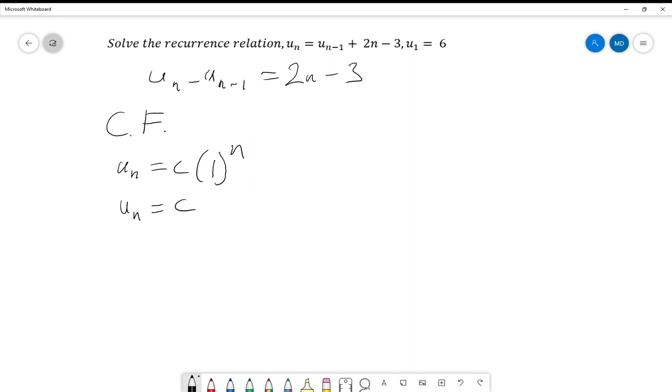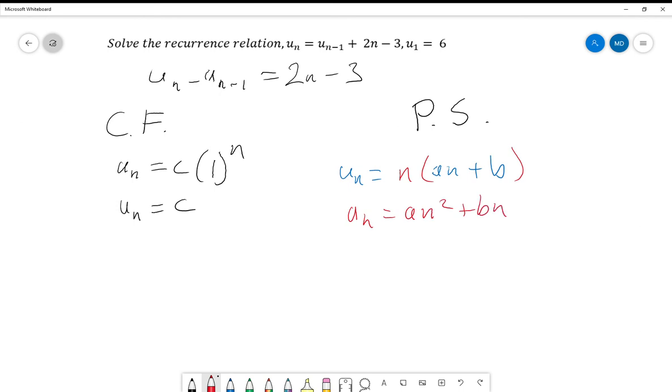Now our particular solution, well, we want to try something in the form of an plus b. But the problem with that is this b is a constant, which means we have a term in common again. And so as always, just like we did before, what I want to do is take the particular solution I want to try, so un equal to an plus b, and then multiply by n. And so what I'm really going to be trying is un equal to an squared plus bn.